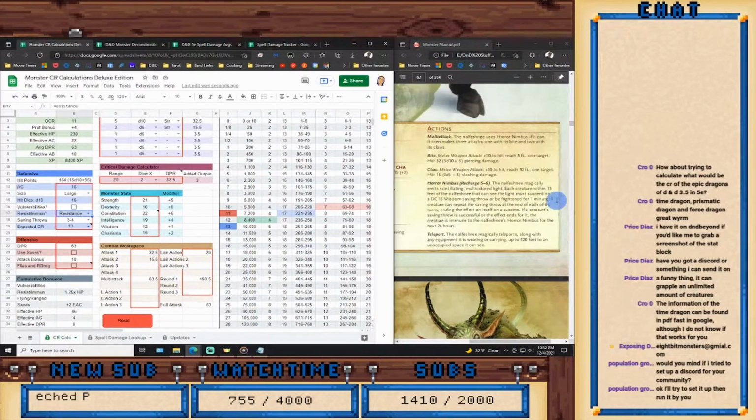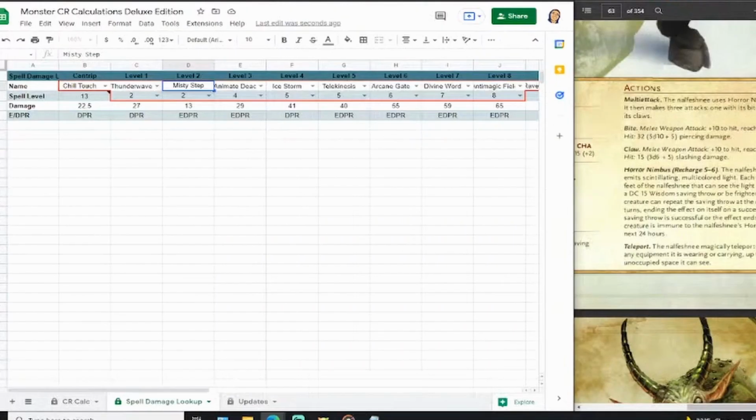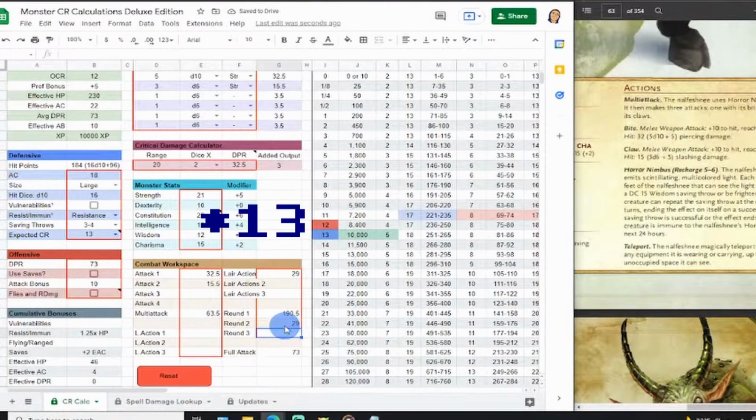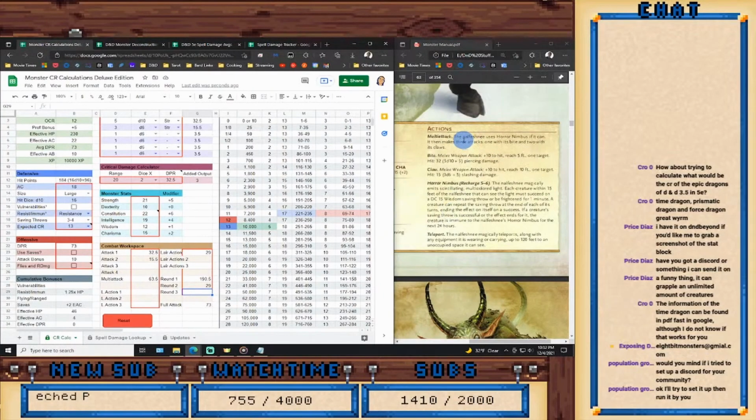I don't want to say it's from the horror nimbus because it's a fear effect, and fear shouldn't be taken into account at this level, so fear is a 3rd level spell. Okay. Alright, so that would be 29 effective DPR, just for the heck of it. We can get Horror Nimbus once. Let's see what would happen if we added in 29 effective DPR. Okay, so now we get a CR 13, and it looks like they may have counted in Horror Nimbus, since you can at least get it once in one of the 3 rounds of combat.